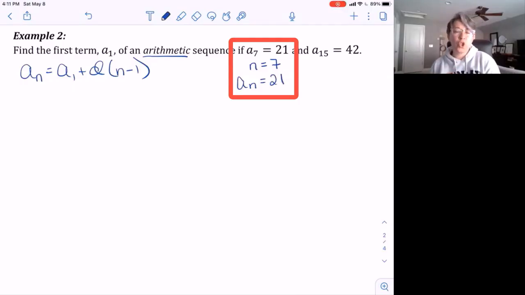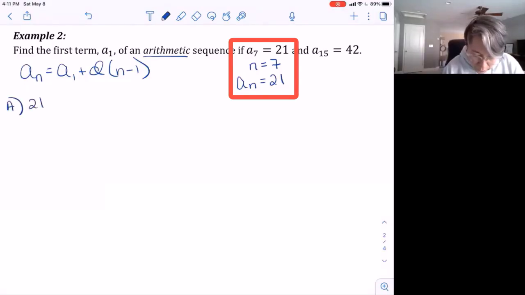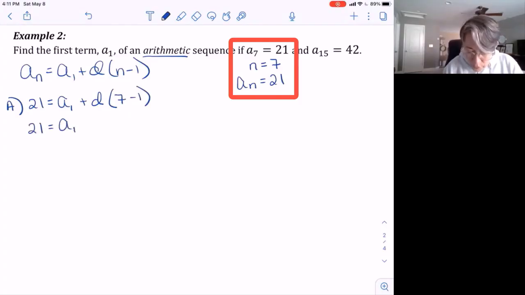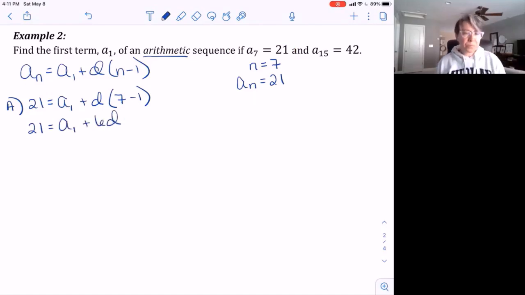Okay, so if we focus just on that point, that would give us one equation. We plugged it in where 21 equals our first term, which we don't know, plus the common difference, which we don't know, but we do know the n of 7, minus 1. If we simplified that, that would give us 21 equals our first term plus 6d. Okay, so that gives us at least an equation, but we still have 2 unknowns.